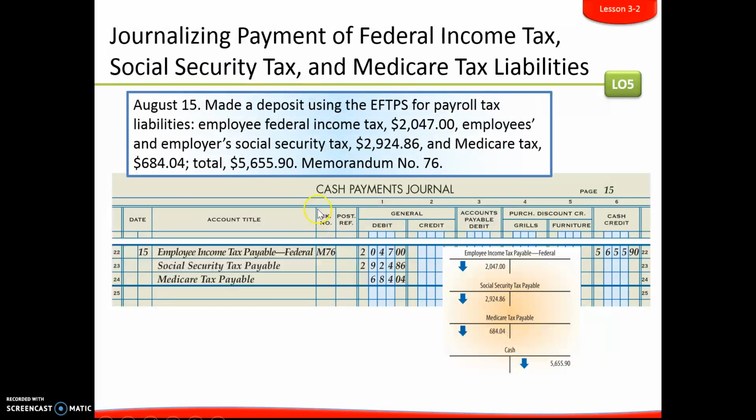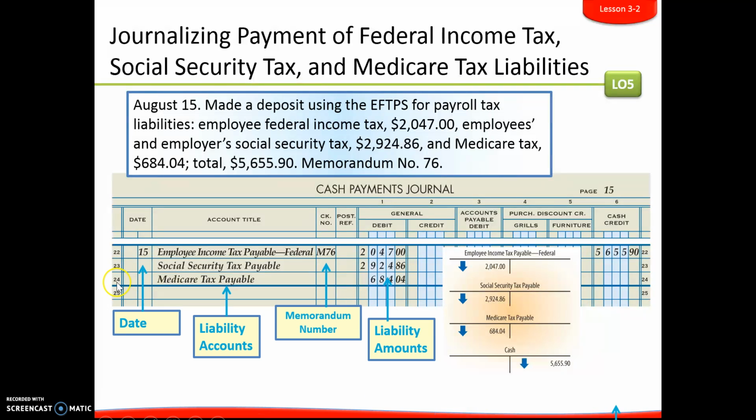So when that happens, of course, those will go in our cash payments journal. Those will be debiting all of our federal income tax, Social Security, and Medicare. We debit those, and then the total is, of course, a cash credit since we are paying off those liabilities. That's why those payable accounts are debited.